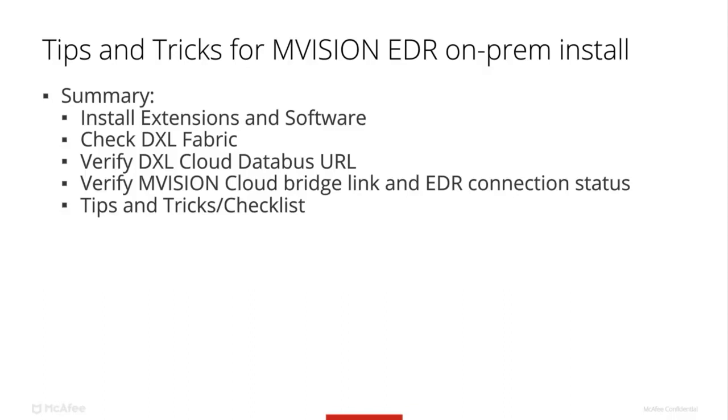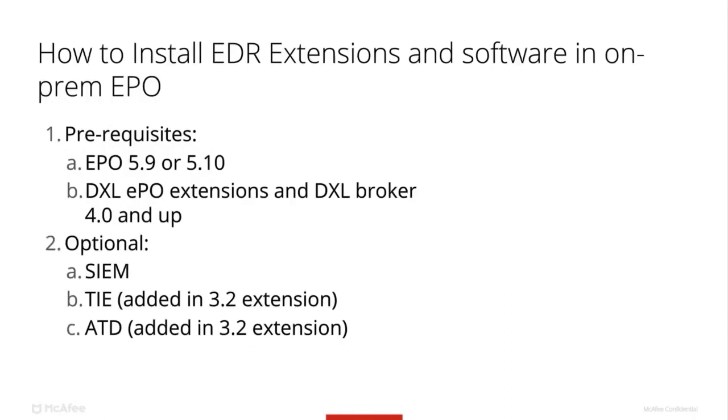Now I'm going to cover how to install the EDR extensions and software on your on-prem EPO. We'll first need some of the prereqs. Make sure you have EPO 5.9 or 5.10, and make sure that you have your DXL EPO extensions and software up to date. I believe we are compatible with 4.0 and up, and the latest extension is 6 right now. Please make sure you also have a DXL broker, and it can be either Windows or Linux.